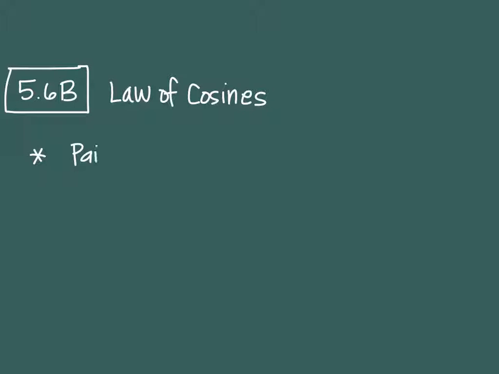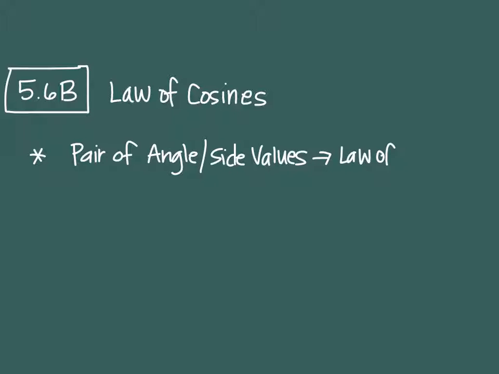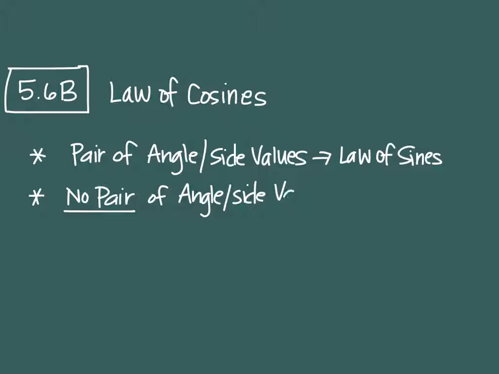Okay, if you have a pair of angle side values, that's how you know that you're going to use the law of sines that we've been working on for the last couple days. So then, of course, you need something for when you don't. If you can't figure out a pair, then you need a backup. And so that's going to be today and tomorrow, where you have no pair of angle or side values. And so then that's the law of cosines.